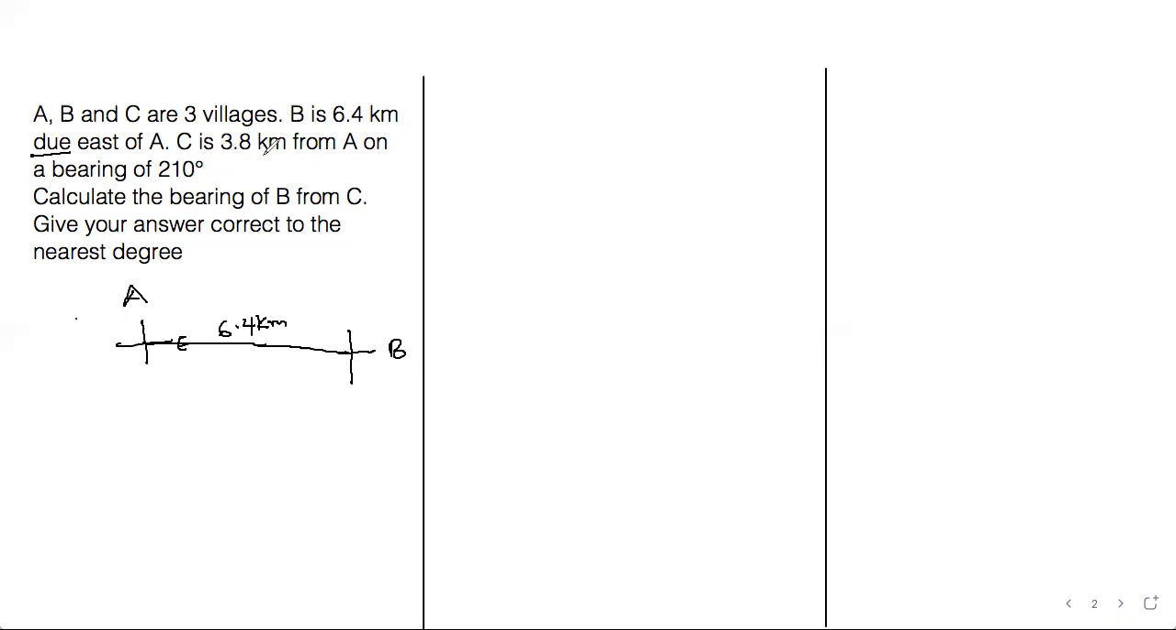And C is 3.8 kilometers from A on a bearing of 210. This is very important: we are locating the bearing at A, because it's saying from A. You come to A and locate this bearing, 210. Remember the way you do it: you start from the north and measure this angle in a clockwise direction. So this is 90, this is 180, and this is 270, but it's 210, so it has to be somewhere here.